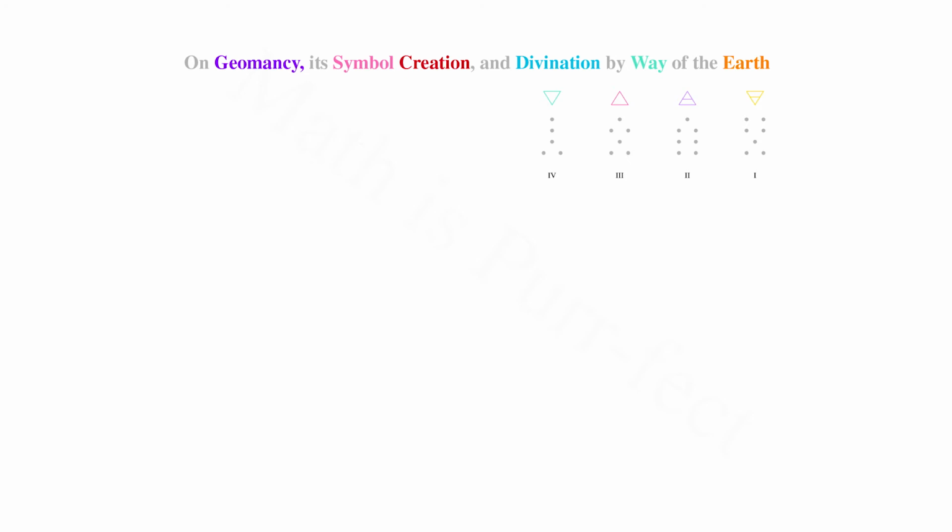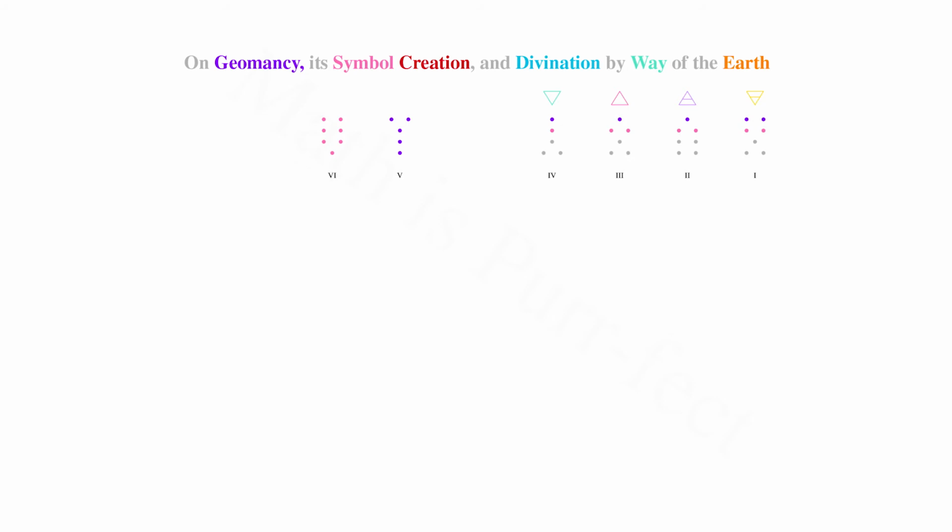From the mothers derive 4 daughters as follows. The first daughter is created by taking the first row entries in order from each of the first, second, third, and fourth mothers. This 5th symbol is Caput Draconis, dragon's head. The second daughter is created by taking the second row entries in order from each of the first, second, third, and fourth mothers, yielding Tristitia, sorrow, as the 6th symbol.